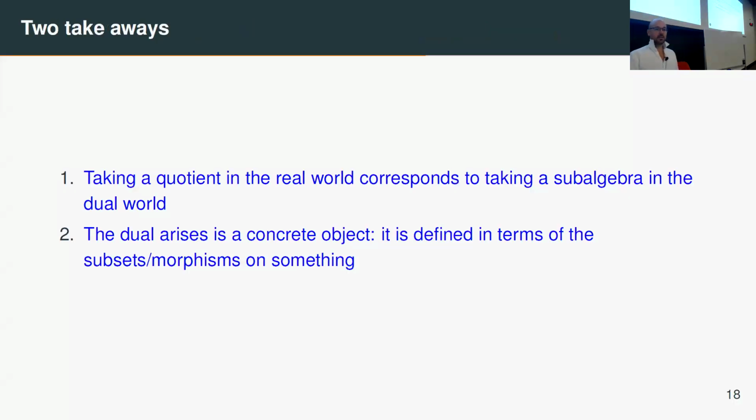So two takeaways from this. The one I mentioned before, that in the real world, so in the first category, taking a quotient corresponds to taking a substructure on the other side in the dual world. But a really important feature is that the dual object arises as a concrete object. So in each case, I describe the dual by saying we take the space of ultrafilters. So now we've got some fixed things. Our original Boolean algebra may have been completely abstract, some weird thing. But once we've got that fixed, now its ultrafilters are a family of sets. And now we're defining a topology on those things, treating them as points. It's arising in a concrete way.